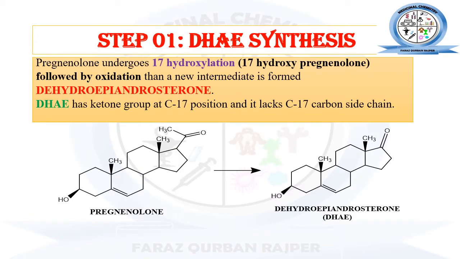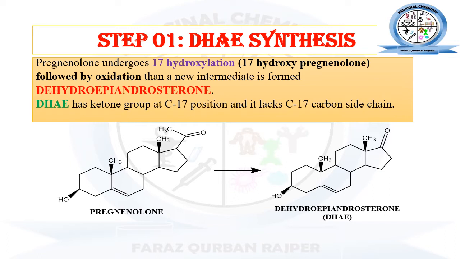Now let's discuss the different steps involved in the biosynthesis of testosterone. The first step is the synthesis of dehydroepiandrosterone. Dehydroepiandrosterone is synthesized from pregnenolone, which we know is a C21 molecule. Pregnenolone will undergo two different steps.